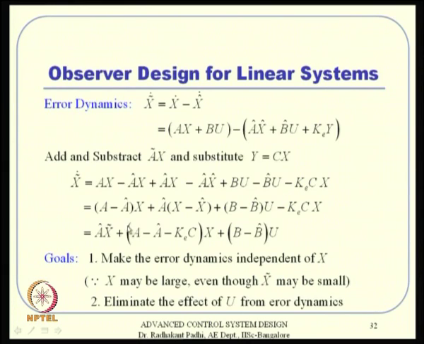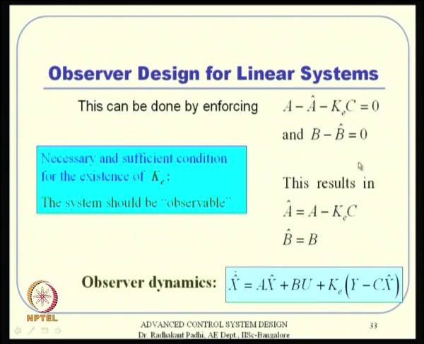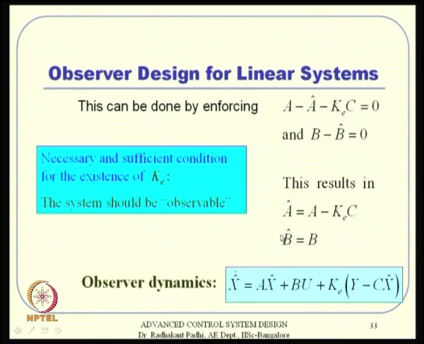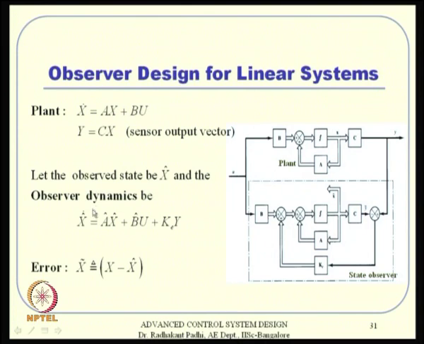So, by doing that, what I am telling is that these coefficients have to be 0. Once you have these coefficients 0, this results in A hat being nothing but A minus K E C, and B hat being nothing but B. Then you go back to the observer dynamics and say, now A hat is A minus K E C and B hat is B.